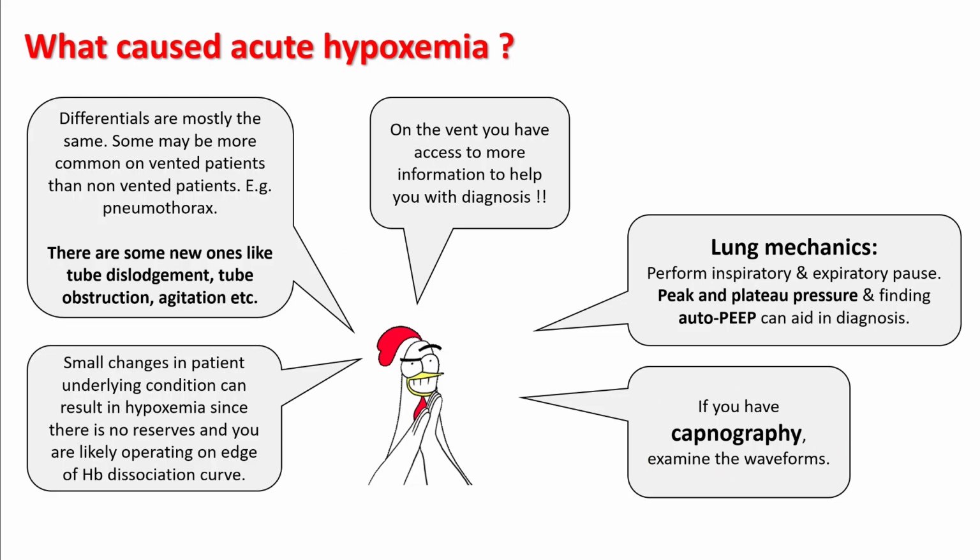The differentials are a little bit wider than in patients who are not ventilated, and include things like tube dislodgement, tube obstruction, agitation, etc. Understand that small changes in the patient's underlying condition on a ventilator can result in hypoxemia since there are no reserves.